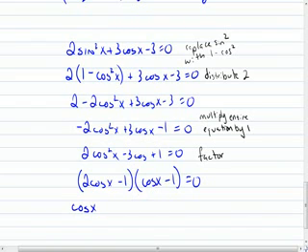So this all boils down to two comparatively simple questions: what angle has a cosine of 1/2, and what angle has a cosine of 1?